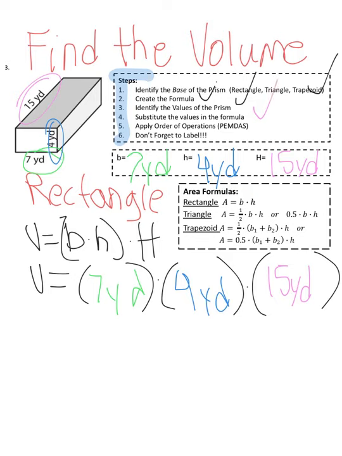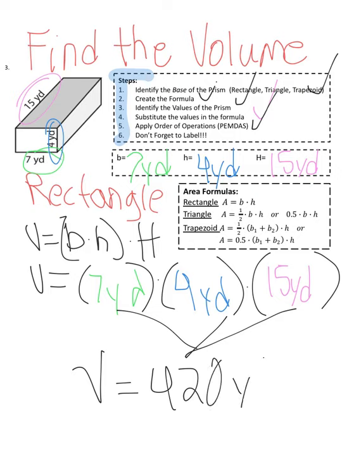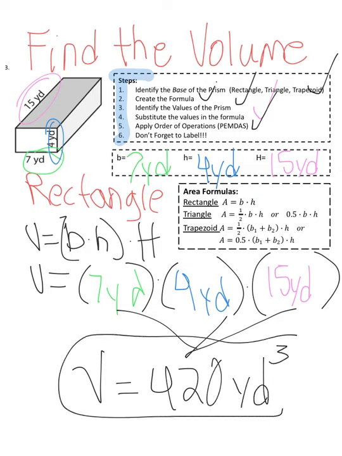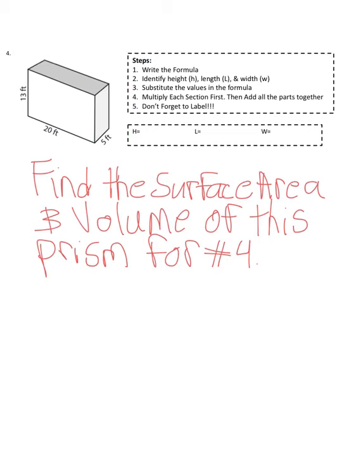We substituted everything in. And now we're going to apply operations. So all I see is multiplication. So I'm just going to multiply all the way straight through. Plug this into your calculator. What is 7 yards times 4 yards times 15 yards? That is going to give you a total volume of 420 yards cubed, right? Because we multiplied yards 3 times. So there's your final answer, the final volume of this rectangular prism.